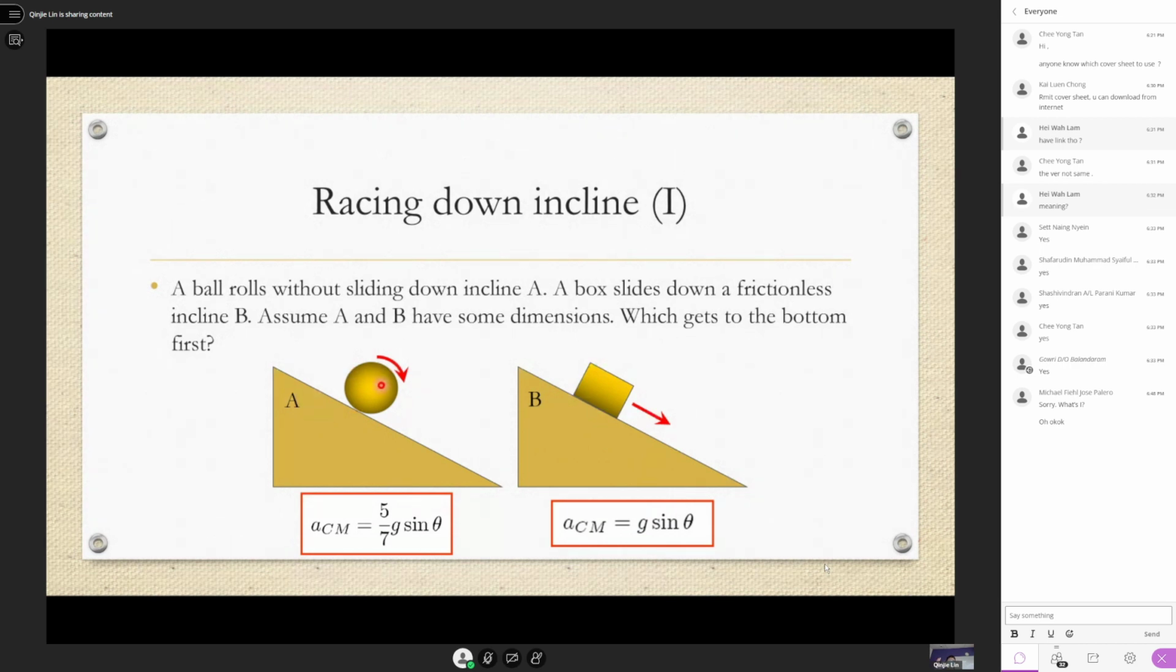So the energy is split up into rolling and translation. The translation part will end up having less energy. For this case, the mgh, the potential energy, all goes into the translation. Nothing needs to rotate. That's why it will have higher translational energy.